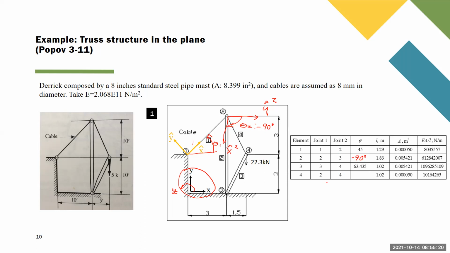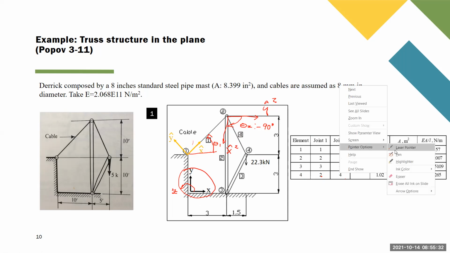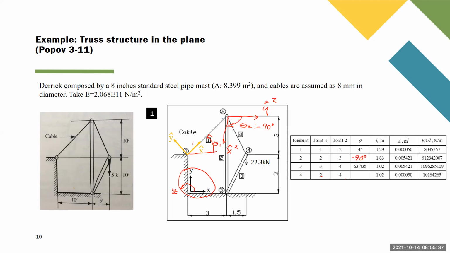Okay, and again, for the element 4, you see here, I'm defining it from joint 2 to joint 4. So this is, let me change color, see, that helps. See, I go from here in this direction. This is local 4. There. Okay, so this is going to be my theta 4.